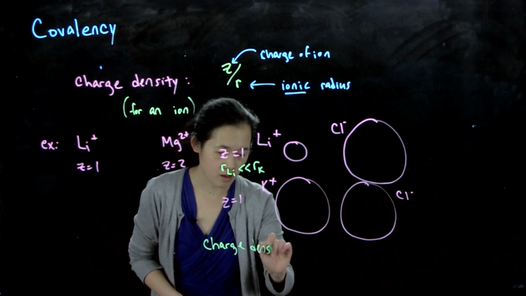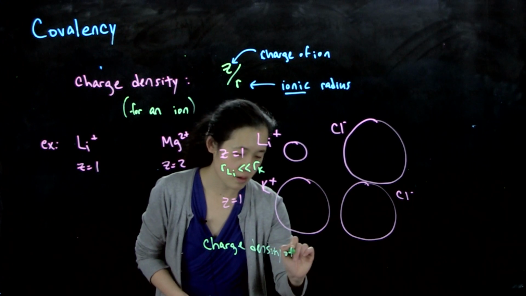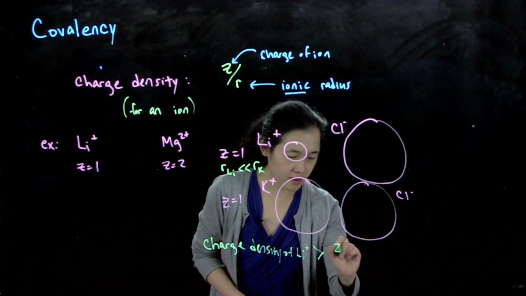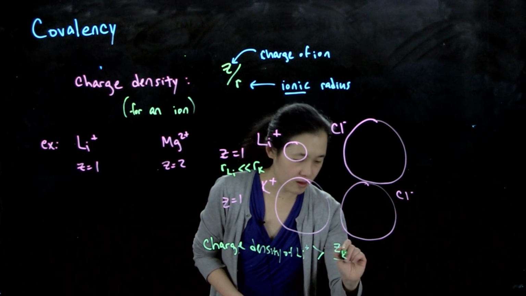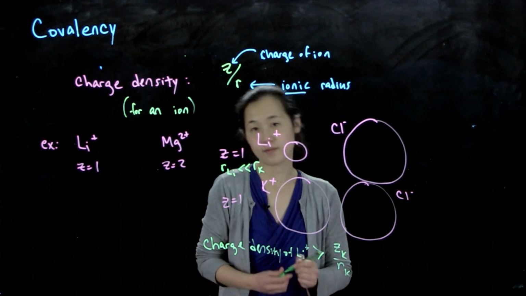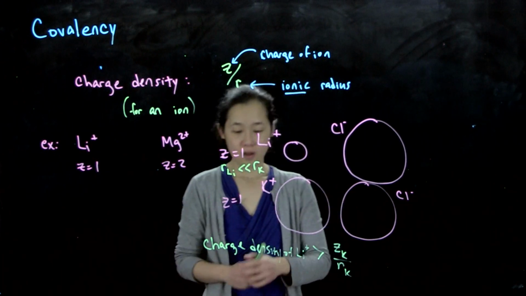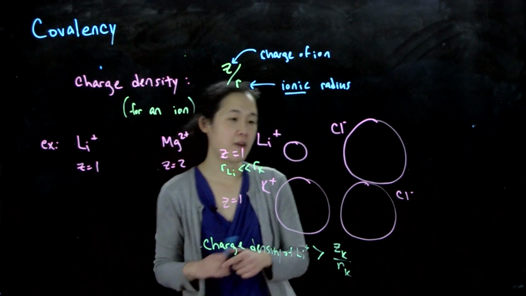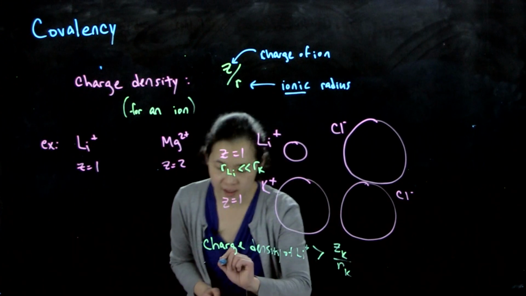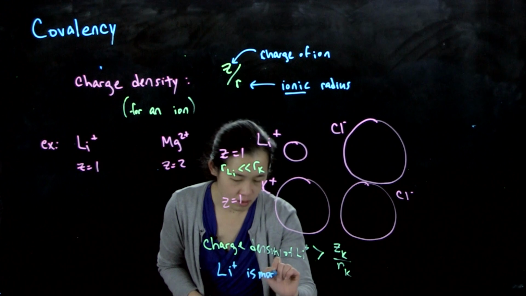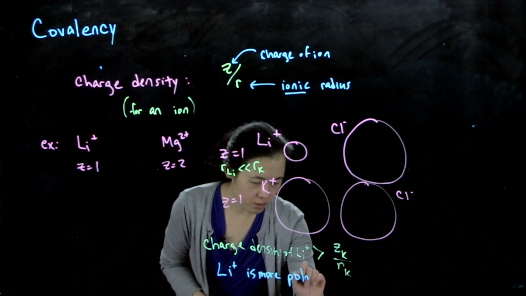Density, Z potassium over R potassium. So that's just it. So lithium has more charge density. And so this is what we call, this lithium ion is more polarizing.